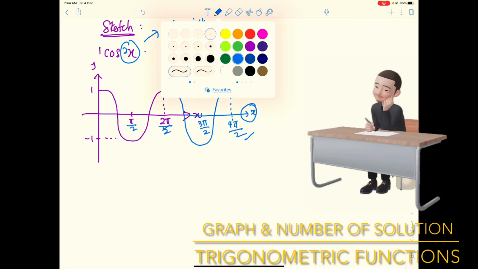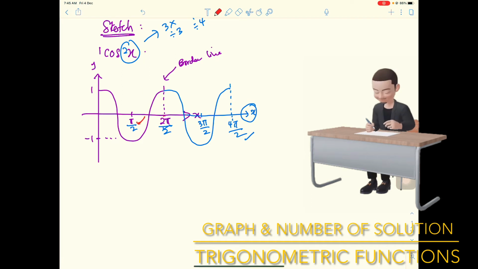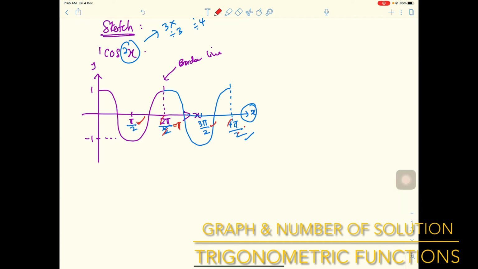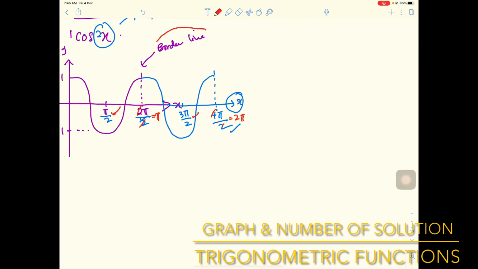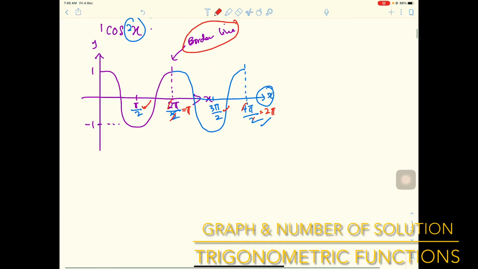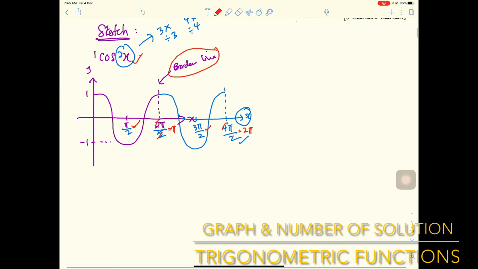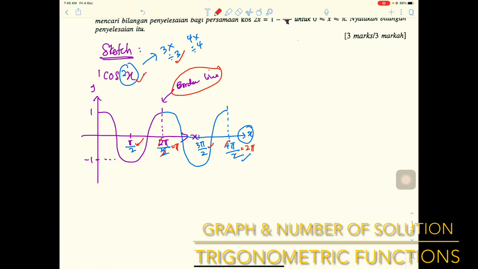So now it becomes pi over 2, then simplify, you get pi, 3 pi over 2, and the last must be 2 pi. This is the importance of the borderline. After finishing one complete circle, if 2x, draw another complete circle until 4x. If 3x, draw another complete circle after the borderline, and then do the borderline. So this is for 3x.